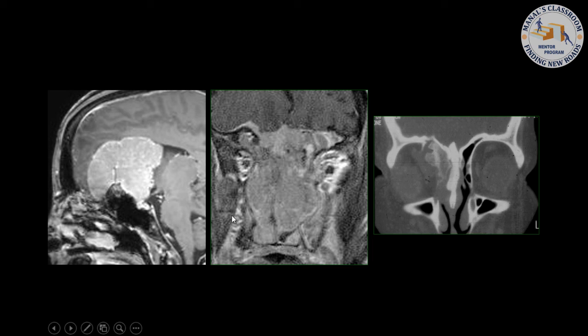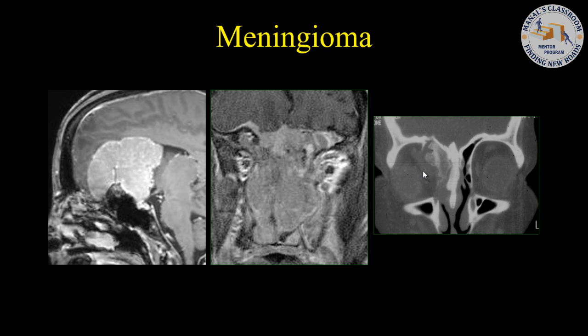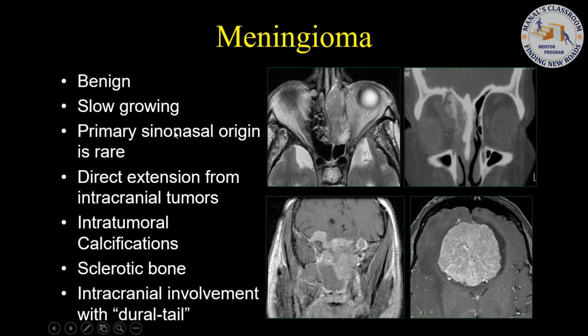So in this one, we have an extraaxial mass. This is arising from the planum sphenoidale, and we can see it's an extraaxial mass with dense enhancement, and occasionally you can see calcification within this. So any guesses what this is? You got it. It's meningioma. Perfect. Exactly right. So meningiomas, I think we all know, are benign and slow growing.